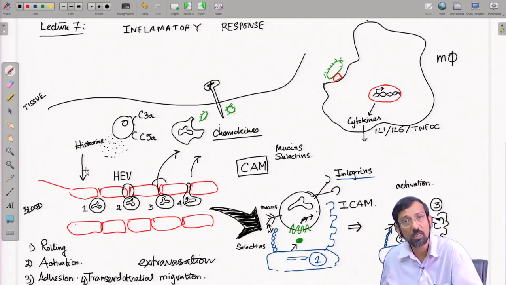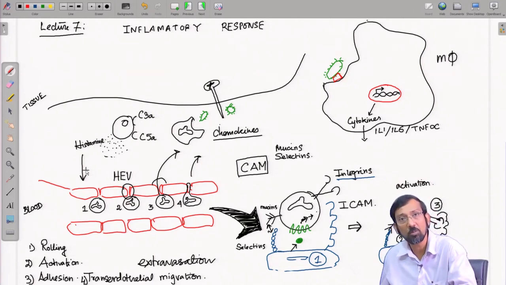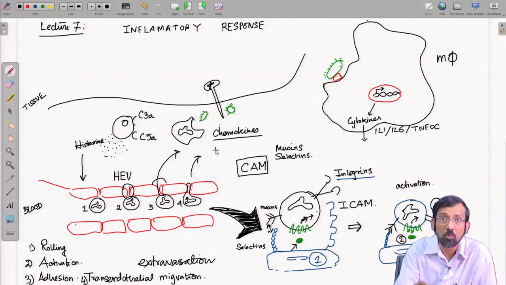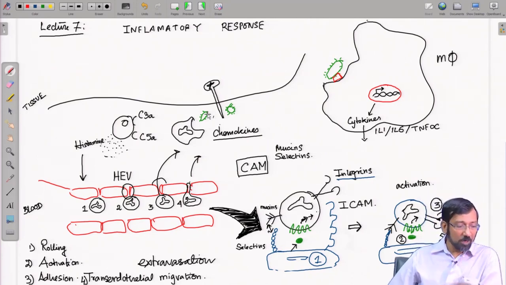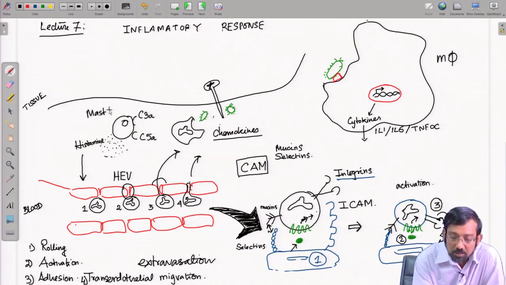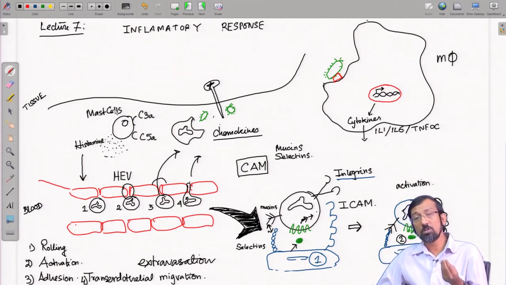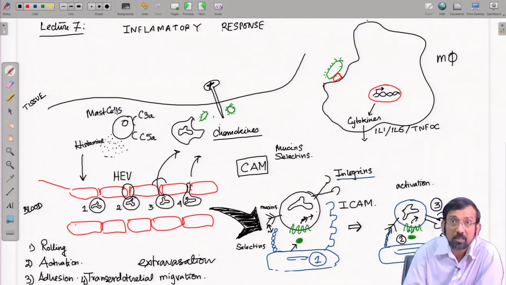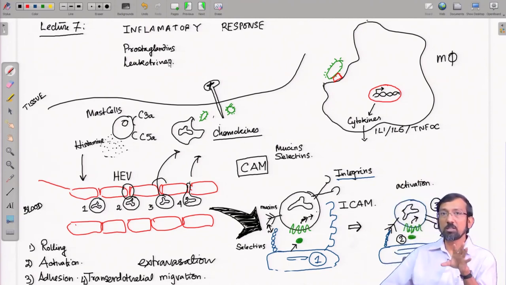It leads to vasodilation, it increases the vascular permeability, and allows more neutrophils and more cells to go to the tissue. And there are other chemoattractants in this area, which help these cells to migrate to the site of action. Apart from histamine, these granulocytes like the mast cells, as well as activated macrophages, produce other types of small effector molecules, like the prostaglandins and the leukotrienes, which are also mediators of inflammation. So, there are several mediators of inflammation.